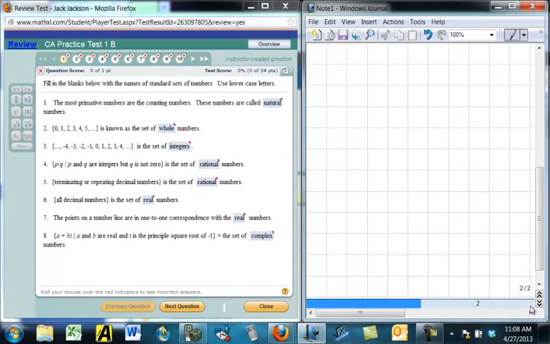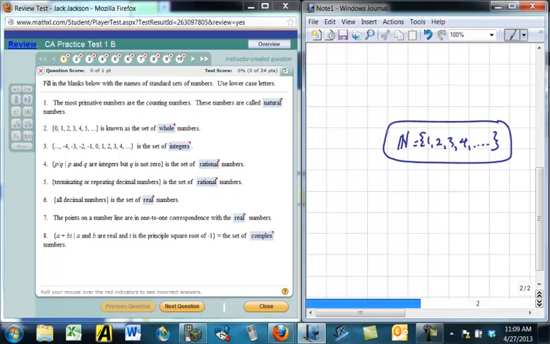So the first question here, fill in the blanks with the names of the standard sets of numbers. Most primitive numbers are the counting numbers. These numbers are called natural numbers. They're the numbers 1, 2, 3, 4, etc. This is the natural numbers, written like this. You throw in 0 with that. Now you have the whole numbers, which is the answer to number 2.